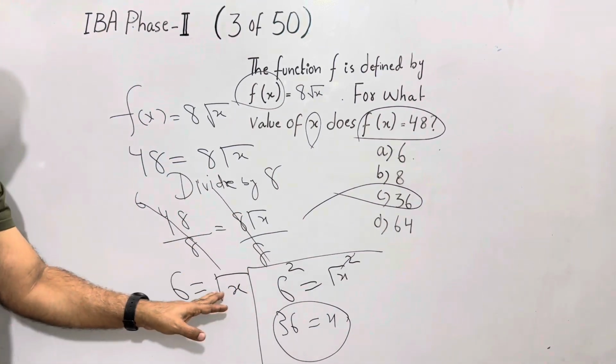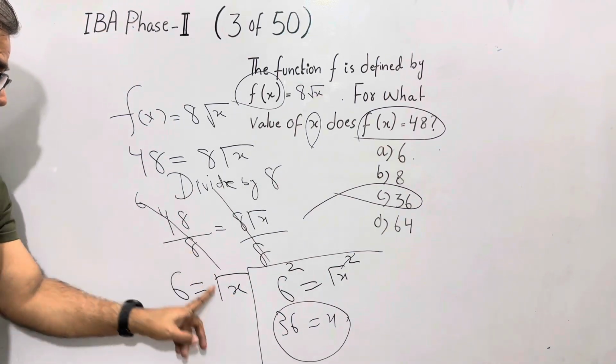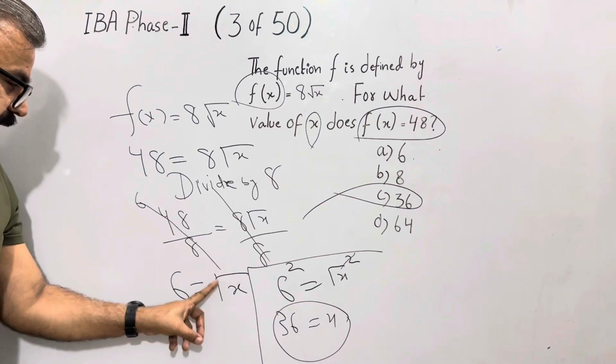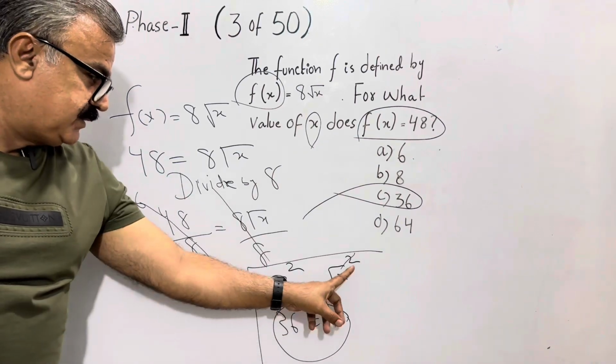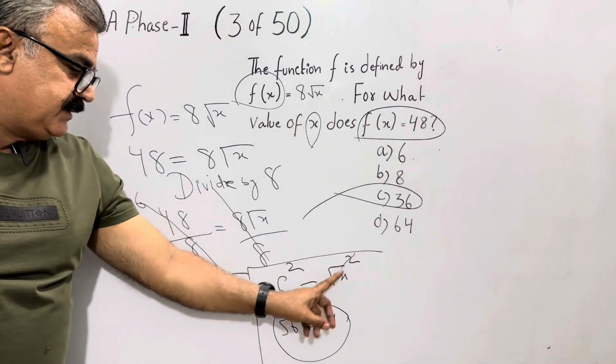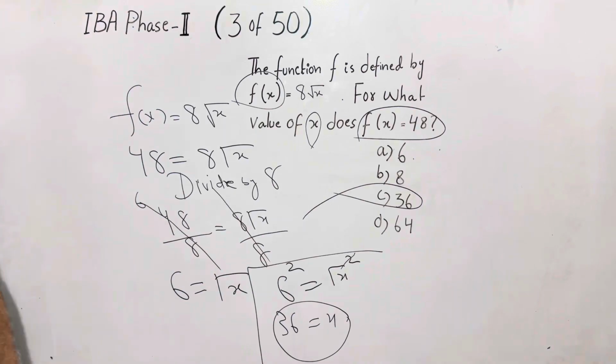And we have root x is equal to 6. We are interested in x, not root x. To get rid of the square root, square both sides. The square of 6 is 36, and the square root cancels out. So the value of x is 36.